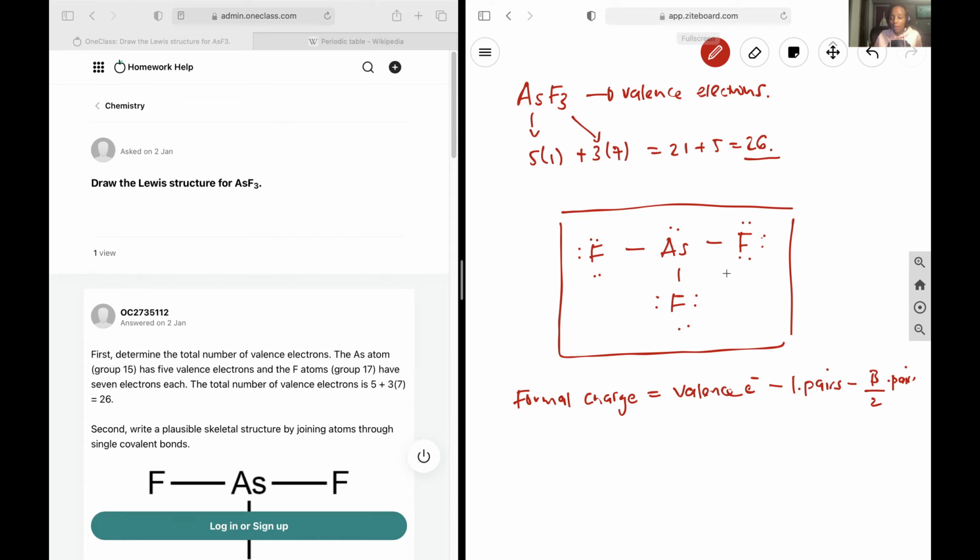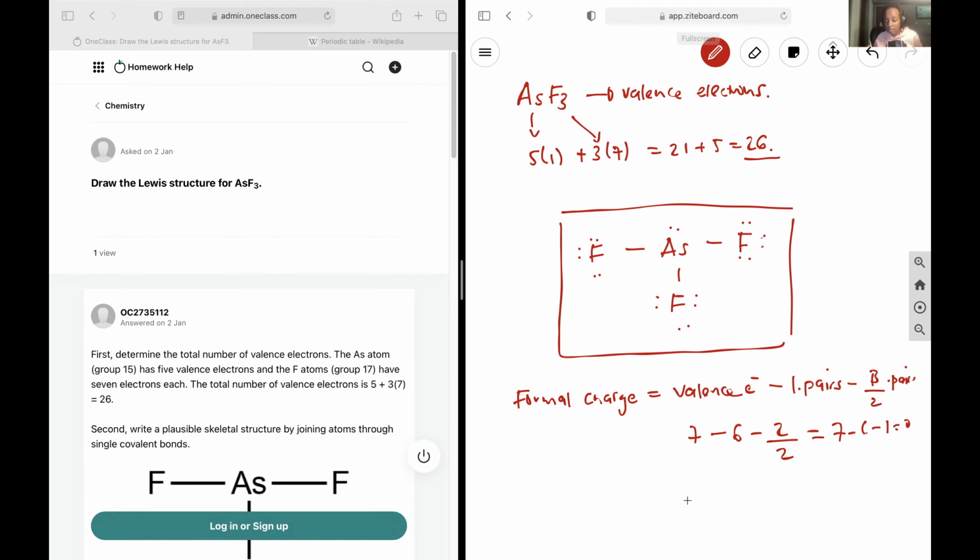And so for F, we're going to have 7 minus 2, 4, 6. So 6 on the lone pairs, 7 minus 6, minus 1 bonding pair, so the bonding pair has 2 electrons in it, over 2. And so 7 minus 6 minus 1, and that's 0.